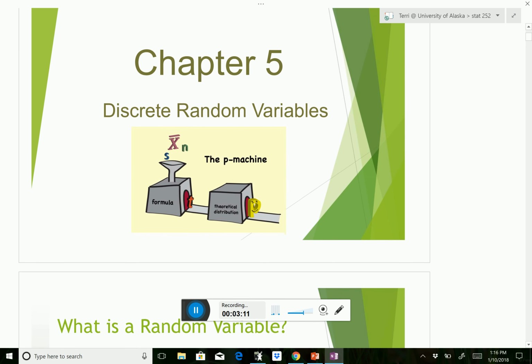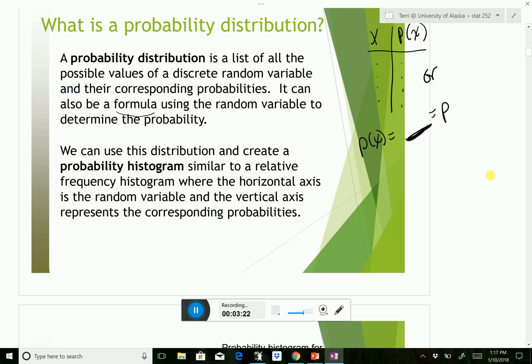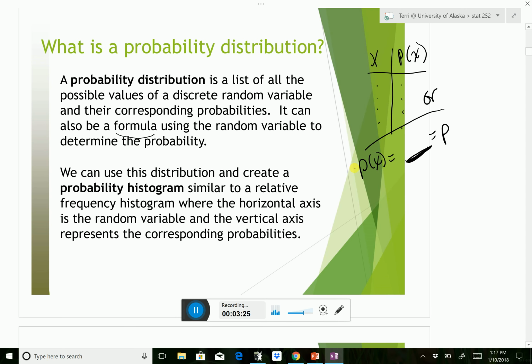Similar to this first page that I have right here, this is the P machine, so we put a bunch of information in it. It is a formula that spits out a distribution. We can also use this to create this listing, which we'll be doing when we do binomial. We have about 3 named distributions that we actually have a formula that we can do this with. So we're going to be using the probability distribution, and we can actually create a probability histogram, pretty much a relative frequency histogram, but with theoretical probabilities, so it's a little bit different.